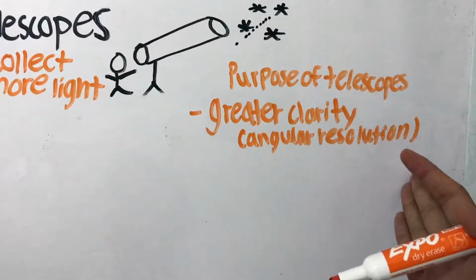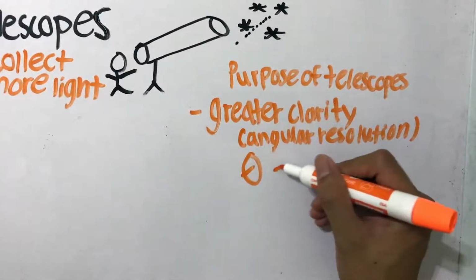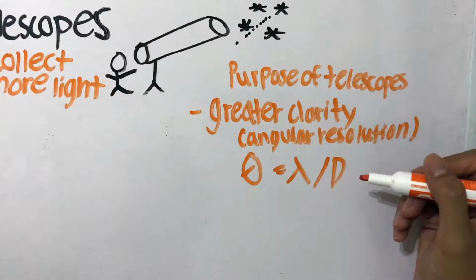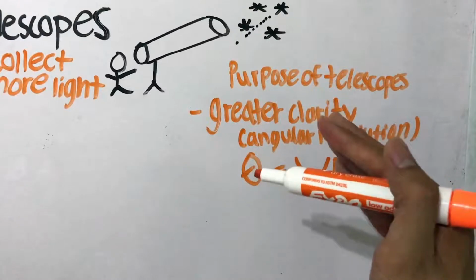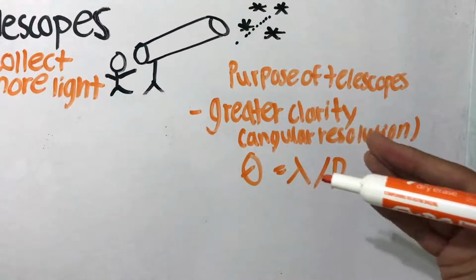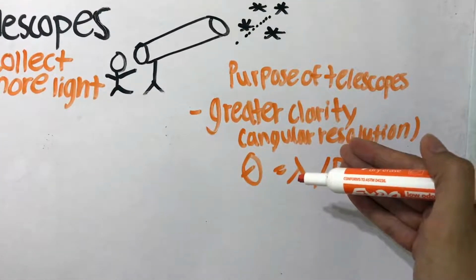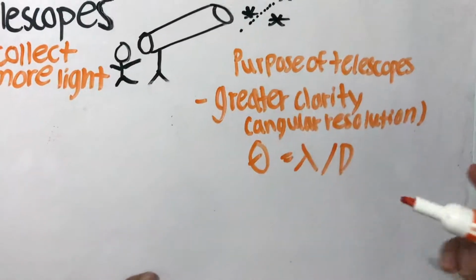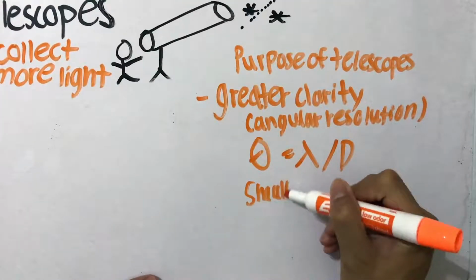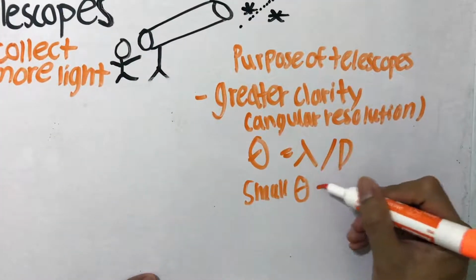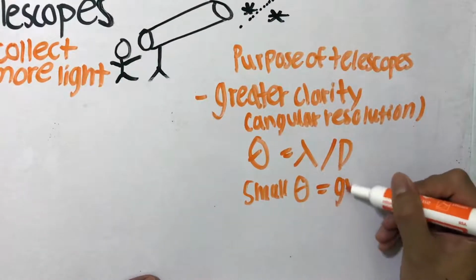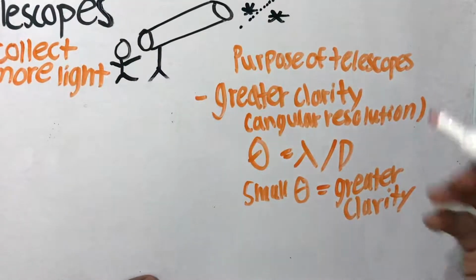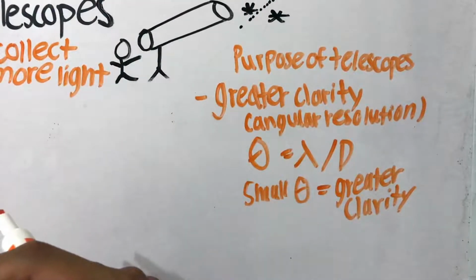And from angular resolution, we can derive this equation. Theta equals lambda over the diameter. And the lambda is the wavelength of the light that is being observed, and the diameter is the diameter of the telescope. When we figure out theta, we want theta to be as small as possible. So a small theta is equivalent to greater clarity. And that just means that the images are more crisp and it's easier to identify.